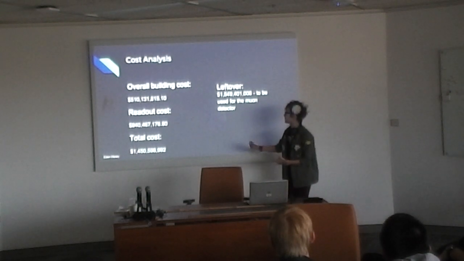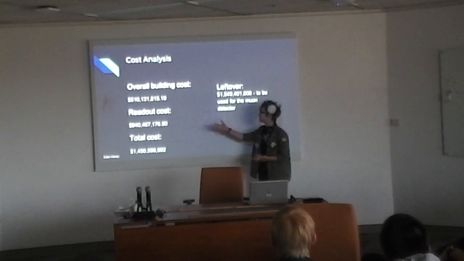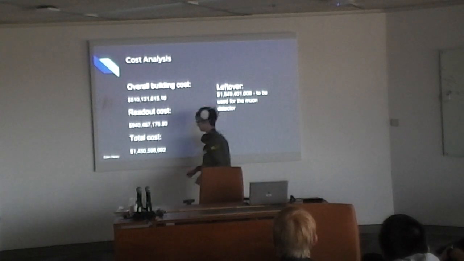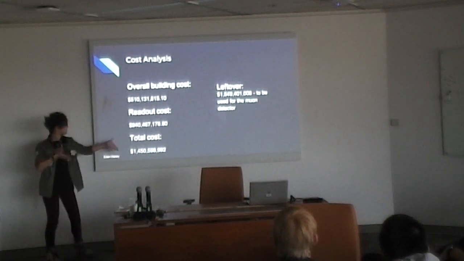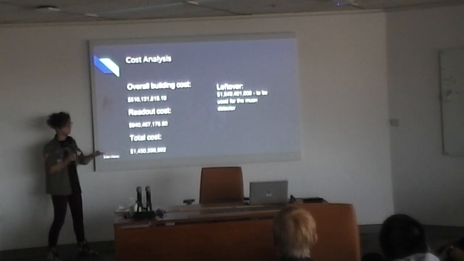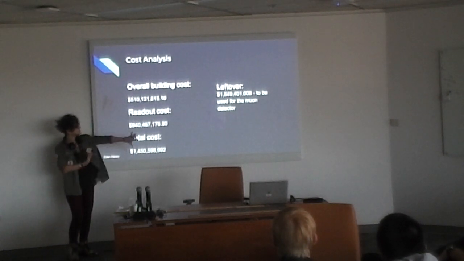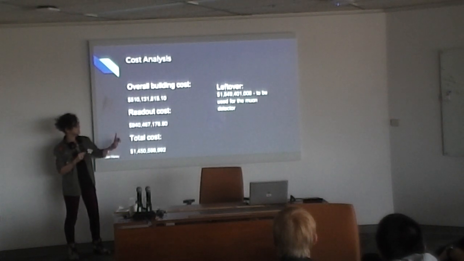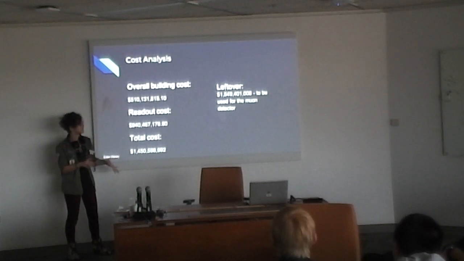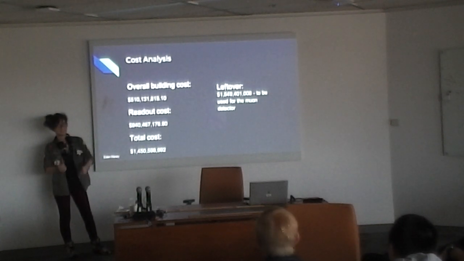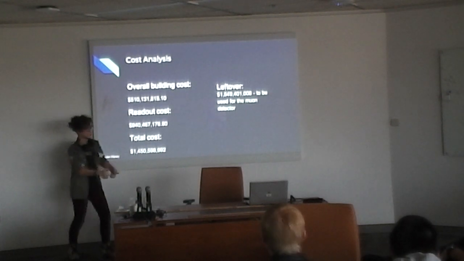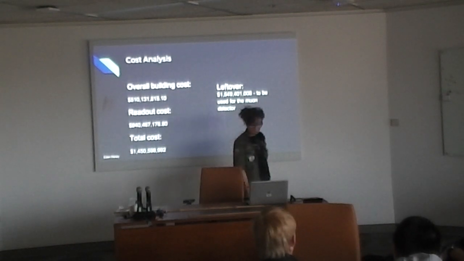So our overall building and excavation cost is about $510 million, and our readout cost for channels and whatnot is about $940 million. So our total is a little less than $1.5 billion, and the rest of it, a little over $1.5 billion, went to the muon detector because they went over budget because they didn't know the cool stuff. So that's the tracking detector phase.